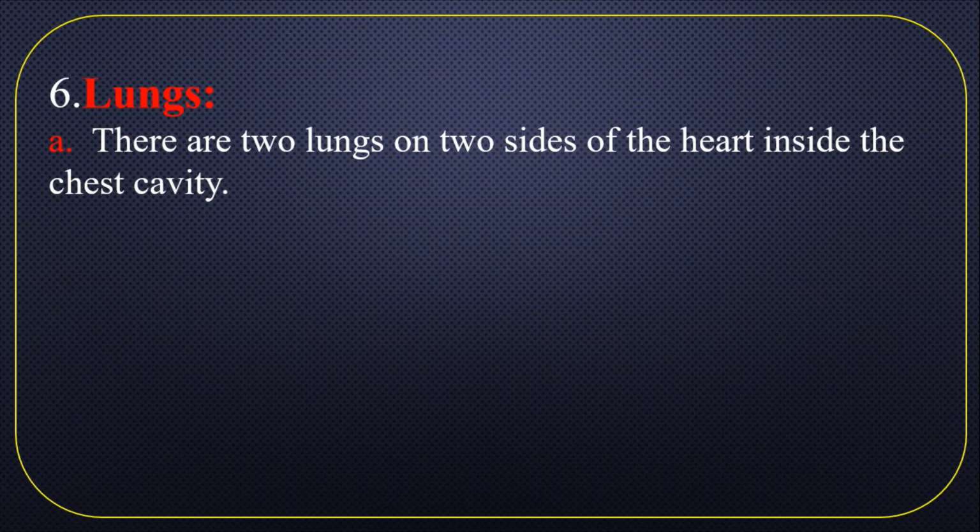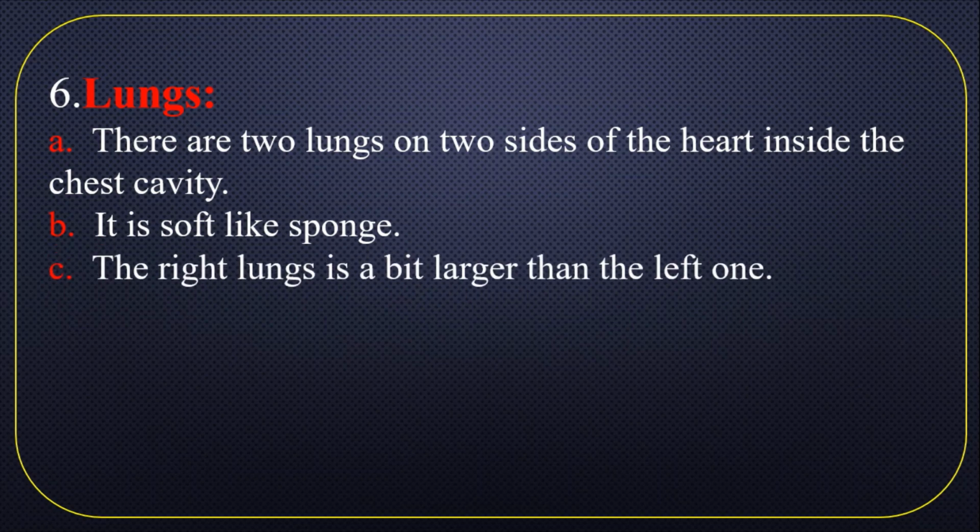There are two lungs on two sides of the heart inside the chest cavity. It is soft like a sponge. The right lung is a bit larger than the left one. What is the effect of that? Because the right lung is large, the heart is a little bit on our left side.